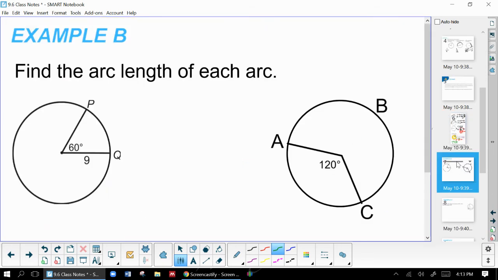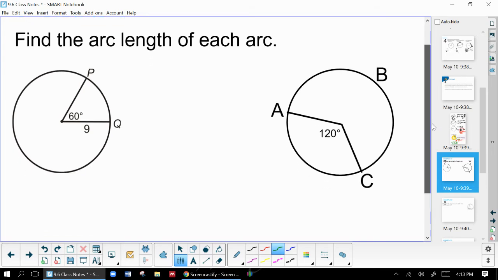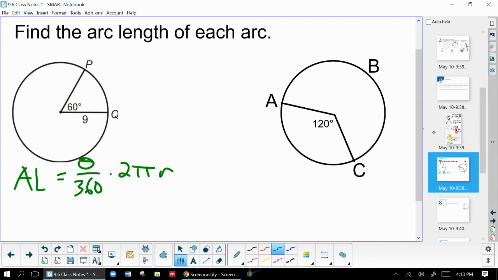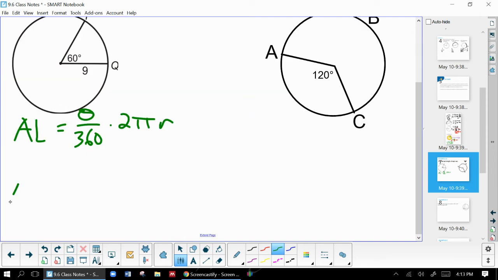So let's take a look at a couple of examples. I'm going to just use that formula. There are other ways to do this, but we're going to start off with the formula here every time. So we've got arc length equals theta over 360 times 2 pi r. And then we'll just plug in the things we know. On these first examples, we're not solving anything. We know the things we need. So arc length equals 60 over 360 times 2 times pi times 9.